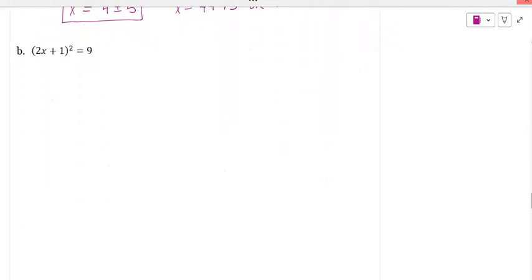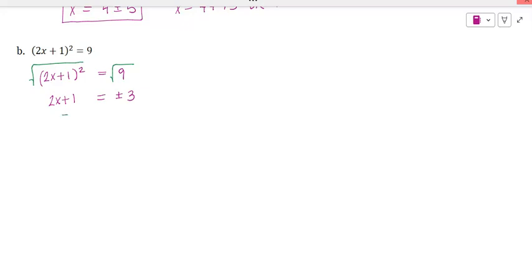For our second example, we can take the square root of both sides directly because we don't have anything that is complicating the left-hand side here. So I'll take the square root of both sides. The square and the square root are going to cancel each other out. And so I'll just have 2x plus 1 on the left-hand side. And then on the right-hand side, I know that the square root of 9 is 3, but again, I need to put a plus or a minus 3.